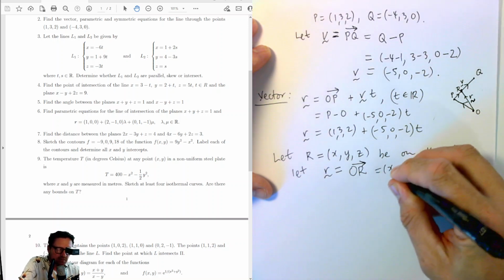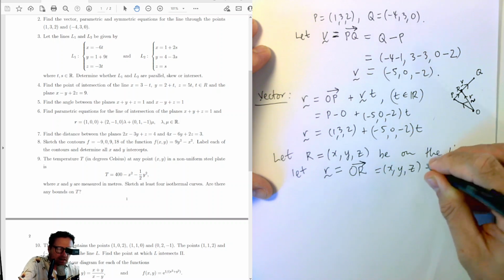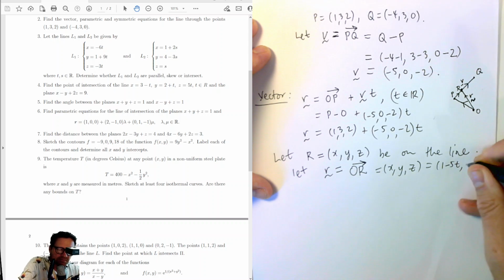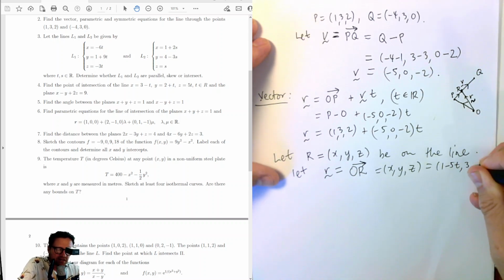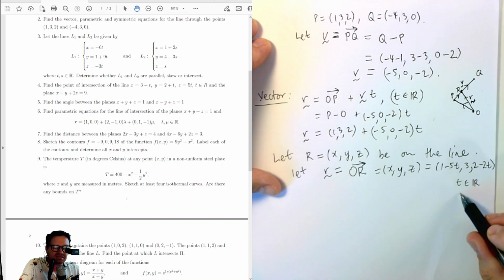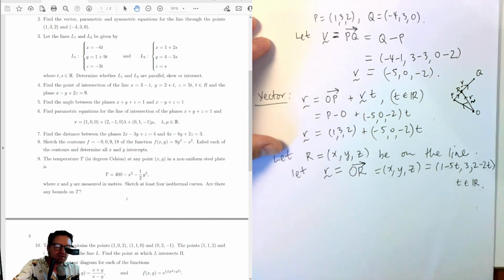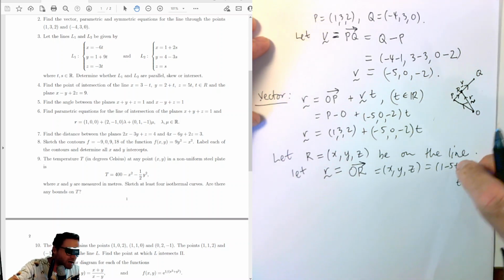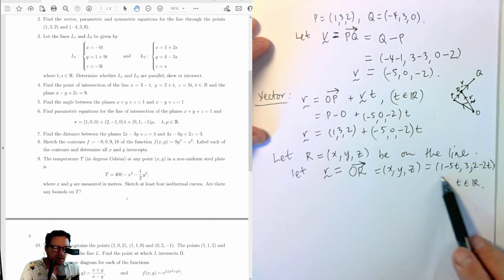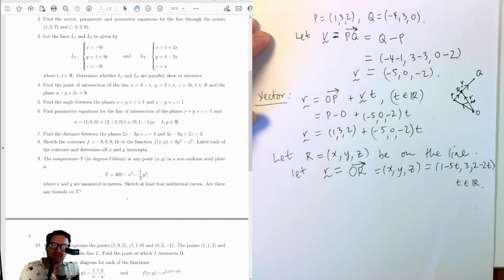So we're calling this (x, y, z), and combining this, that is (1 minus 5t, 3, 2 minus 2t). Again, t is any real number, and this says t is an element of the set of real numbers. Okay, so we're almost at the parametric equation of the line. This is parametric because we've represented this line being the collection of points in terms of a parameter t.